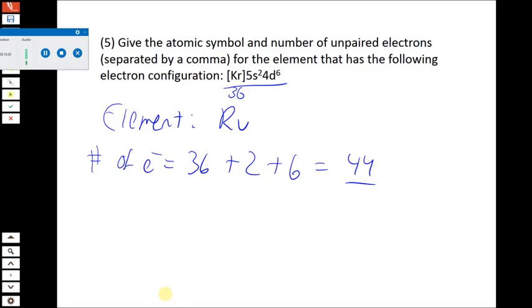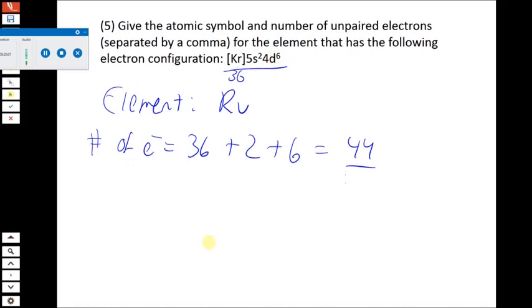But then we need to think about how many unpaired electrons there are, which is the second part of the question. So to figure out the number of unpaired electrons, we only need to consider the partially filled subshells. So krypton, which is the noble gas core, those are all filled, obviously. 5s2 is a filled 5s subshell, so that's not going to have any unpaired electrons in it. But 4d6 is a partially filled 4d subshell because d subshells can hold up to 10 electrons. Remember that the d block of the periodic table has 10 elements across, so there's 10 possible electrons that can go in there. So for the partially filled subshells, we need to draw them out.